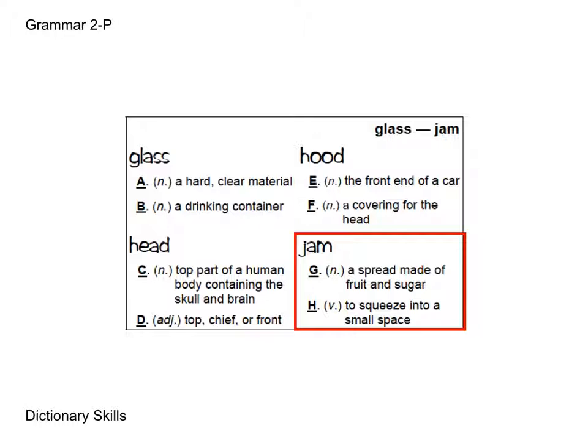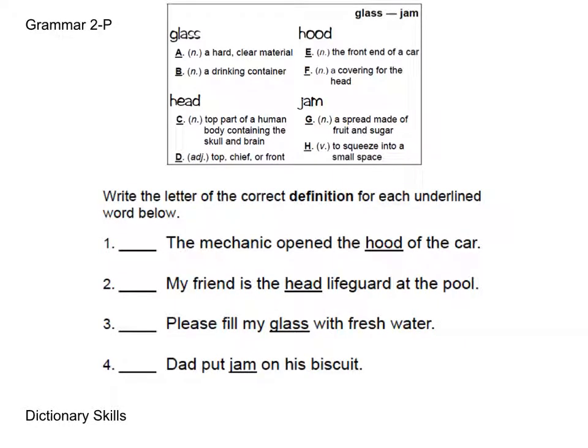So now that we've gone through our definitions and our guide words and everything, we're going to look at the actual activities we'll be completing. So here we have that we need to write the letter of the correct definition for each underlined word below. So we're going to do the first one together. This first sentence is, "The mechanic opened the hood of the car." So we're looking at the word hood, so let's focus on those definitions, and we're just going to put the definitions in place of the word.